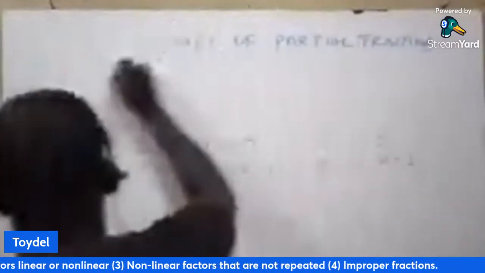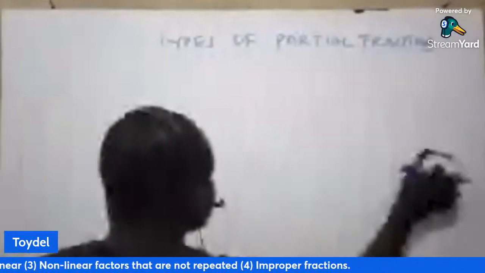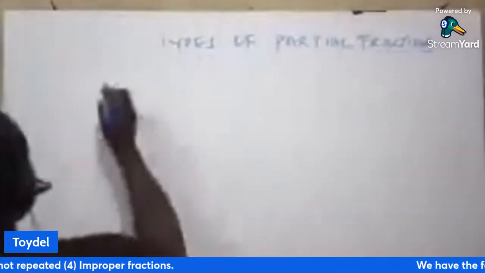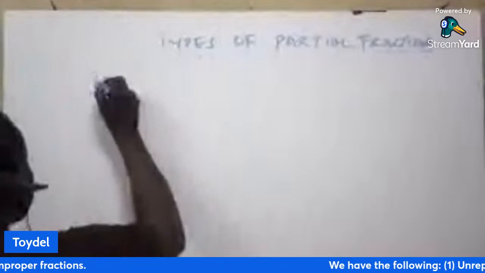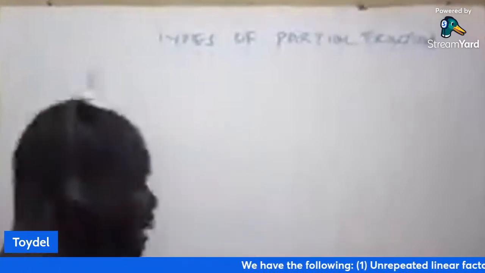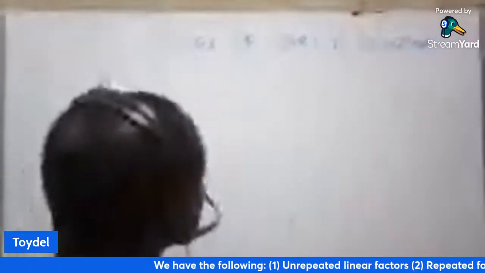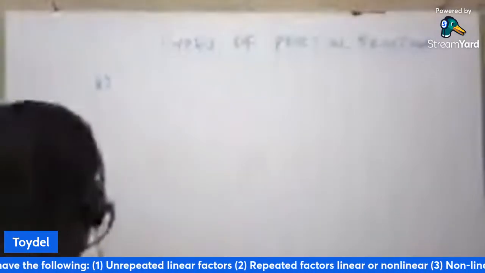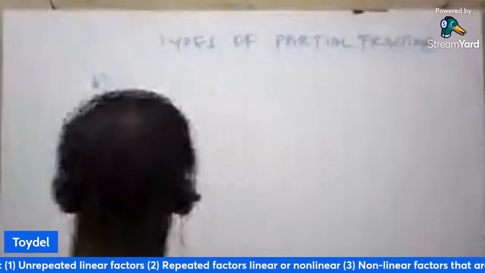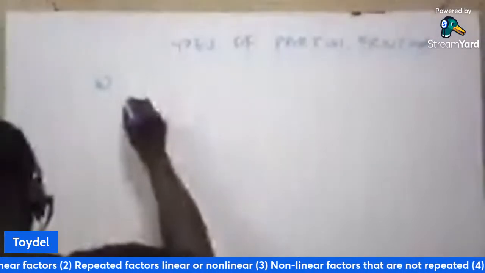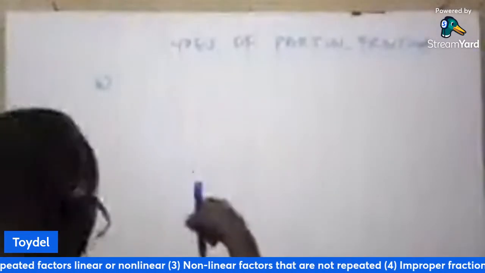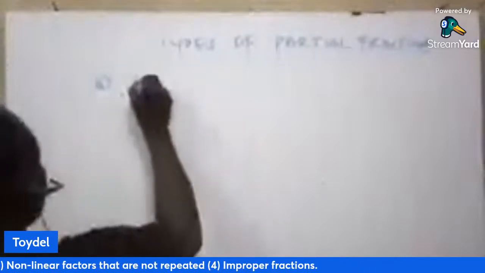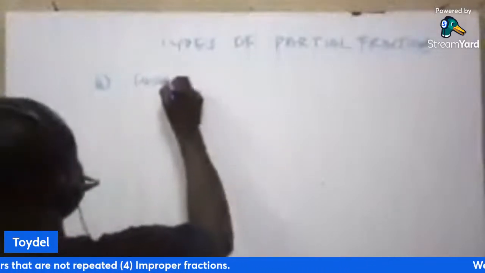There are four types of partial fraction, but from this introduction, I said if you want to resolve any given partial fraction, we are expected to concentrate on the denominator. It is the nature of the denominator of the compound fraction that will determine what we are going to do. So the first one is unrepeated linear factors.